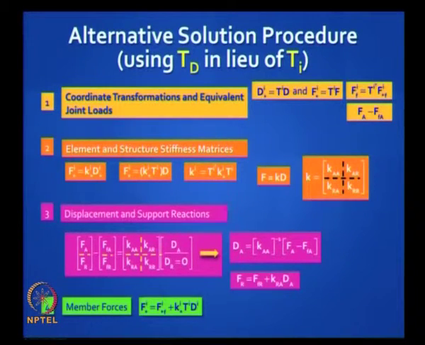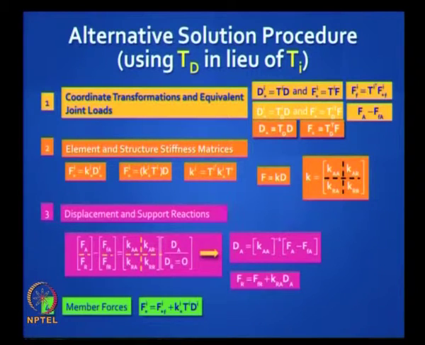So the procedure that we use when we use a TI matrix is shown here. I am just reproducing something that we saw in the last session. What is the change that we need to do? In which of these steps do you think a change is needed when we use TD instead of TI? In the first step what kind of change is needed? Well, the transformation will look like this, right?